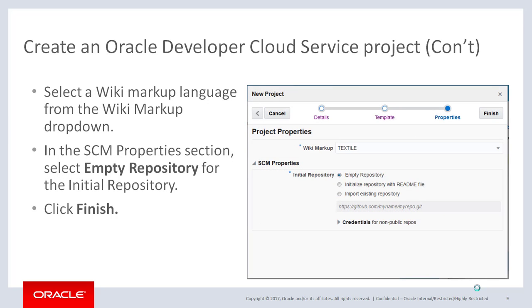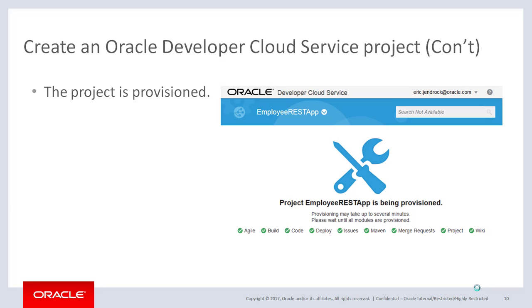On the last page, select the Wiki markup language, or just use the default, in Project Properties, and select Empty Repository for the initial repository. Click Finish. The service provisions the project. Sometimes this takes a while, sometimes it's quite fast. Wait until all the modules have been provisioned. When provisioning completes, the project page is displayed.